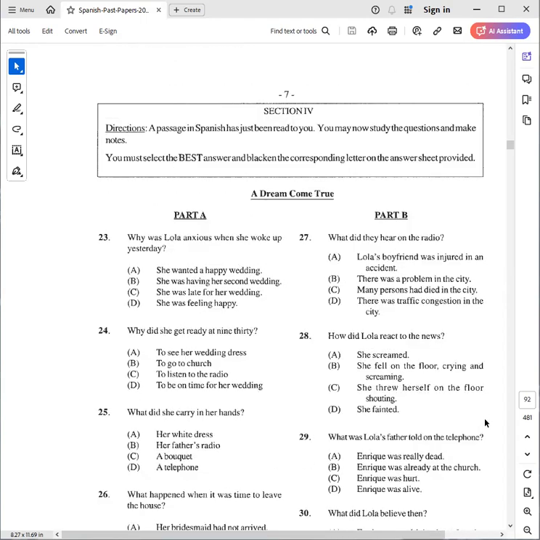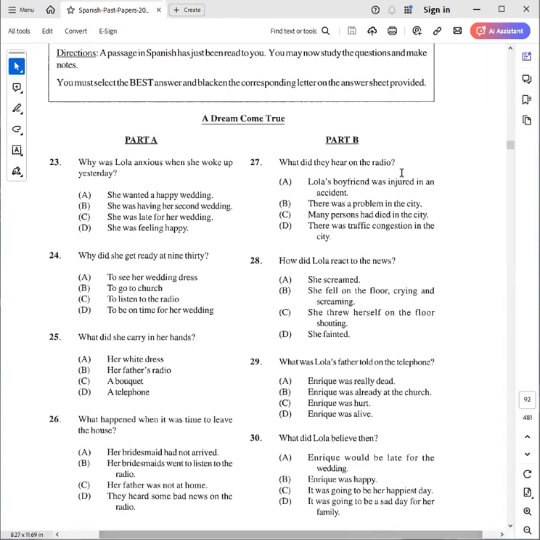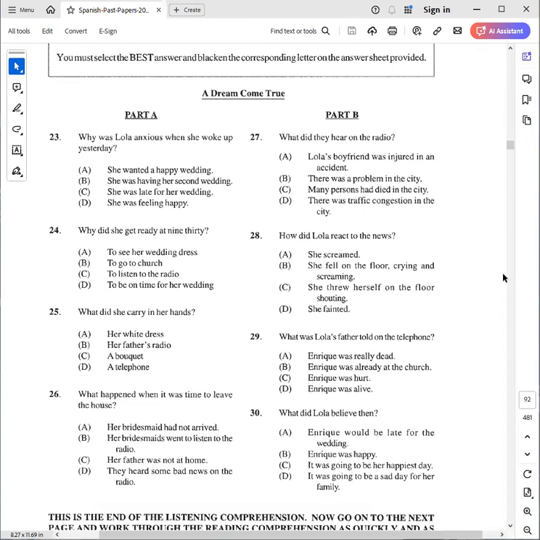Okay, so for this section, a passage in Spanish will be read to you. So you usually have a few minutes, actually about 3 minutes, to read the questions which are in English. So you can pause the video and read the questions. Get familiar with the 8 questions in front of you.